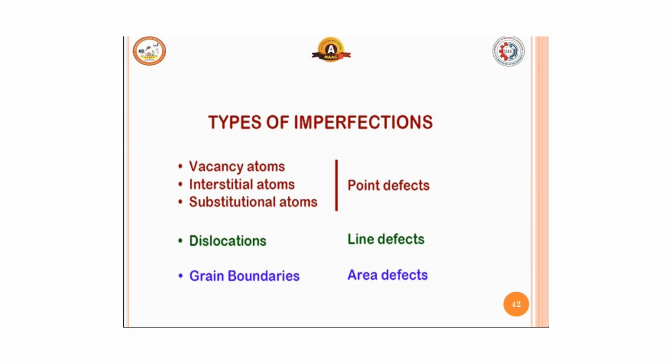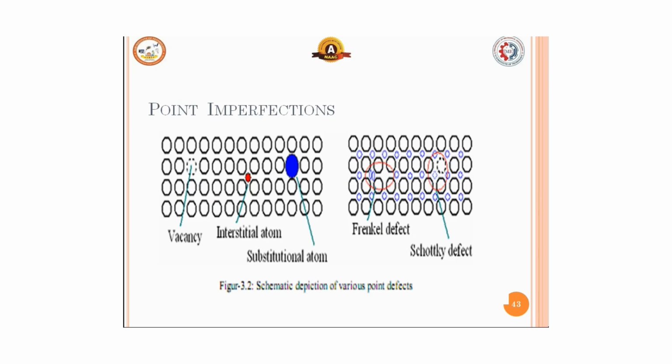In the defects, there are so many types of defects. In case of point defects: vacancy atoms, interstitial atoms, substitutional atoms. When you come to line defects, dislocation happens. Under surface defects, grain boundary happens.